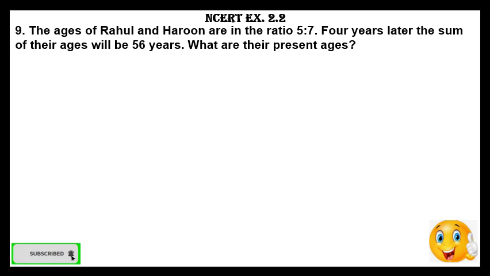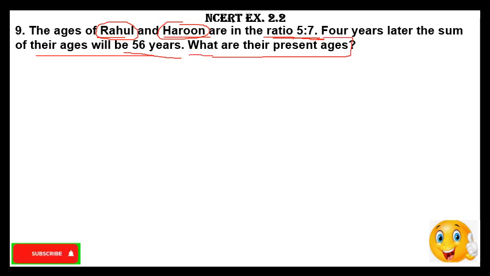Question number 9. The ages of Rahul and Harun are in the ratio 5:7. So the simplest relation between their ages we have is 5:7. The exact age we don't know. So Rahul's exact age we can say 5x. Harun's exact age we can say 7x. 4 years later, the sum of their ages will be 56 years. What are their present ages?